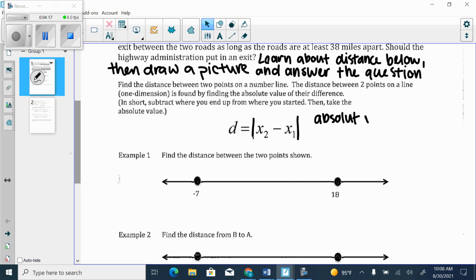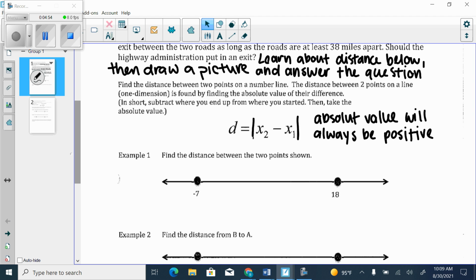Absolute value will always be positive. So if I ask you to find the distance between two numbers on a number line, there should never be a negative answer because this is the formula we're going to use. All right, so we're going to use this formula to find our answer for example 1. We're finding the distance between these 2 points.